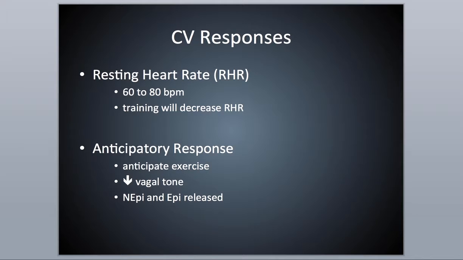So you release a little bit of norepinephrine and epinephrine, as well as decreasing that vagal tone, so that increases your heart rate. So that's something to be aware of if you're taking heart rate right before somebody is exercising. It may be a little bit higher to begin with, just right before exercise, because they're thinking about it. They're anticipating that exercise.